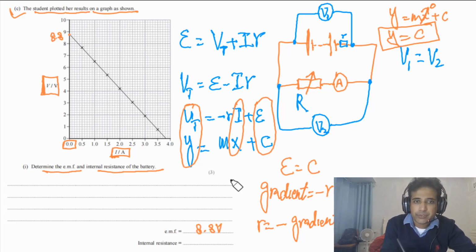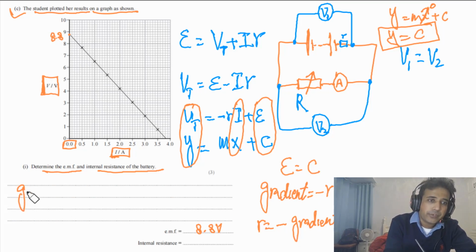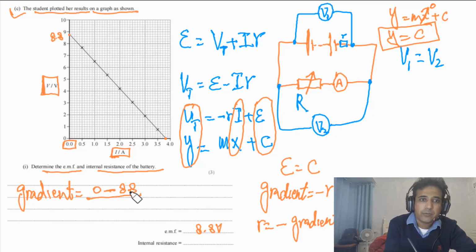Now we need to find the gradient, and the negative of the gradient is the resistance. So how can we find the gradient? I will write here gradient. We can take this point. At this point, the value of y is 0, minus the value of y here, that is 8.8, divided by the value of x here. At this point, the value of x is 3.8. You can read this one. This is about 3.8 minus this point.